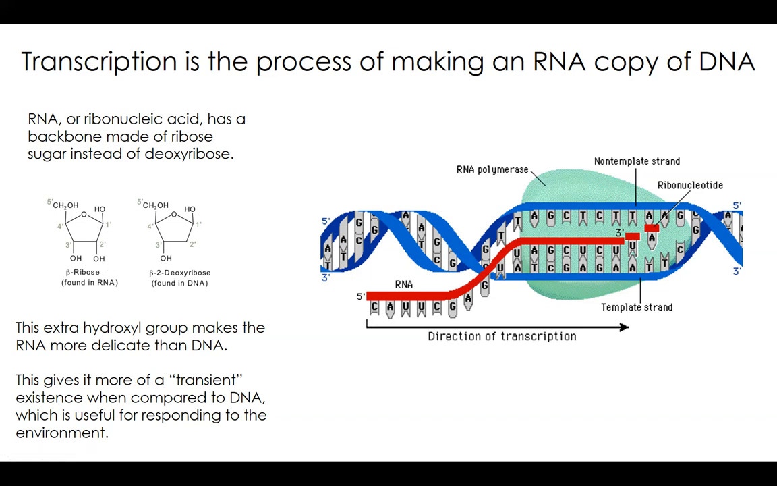In the cell, it's important to remember that RNA is gene expression. It's turning a gene on or off. If we're reacting to something in the environment or signals that the cell gets, it's important that RNA be made only in the case when we need it. So RNA really doesn't need to hang around after its purpose is complete. This extra hydroxyl group gives RNA more of a transient existence, which is the way that it's supposed to be when compared to DNA, which is our permanent copy. So this transience in our cells makes it really useful for responding to the environment.